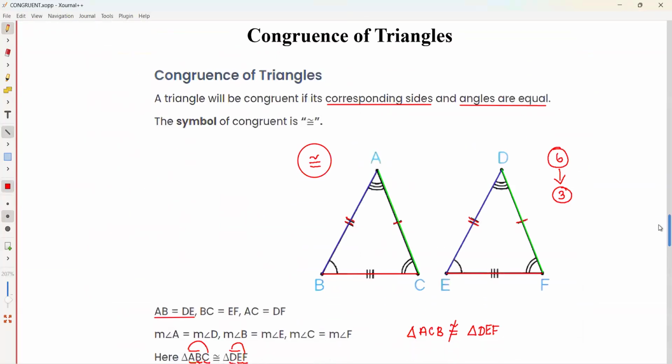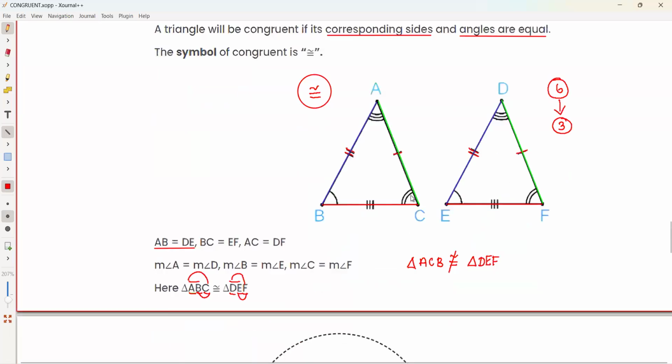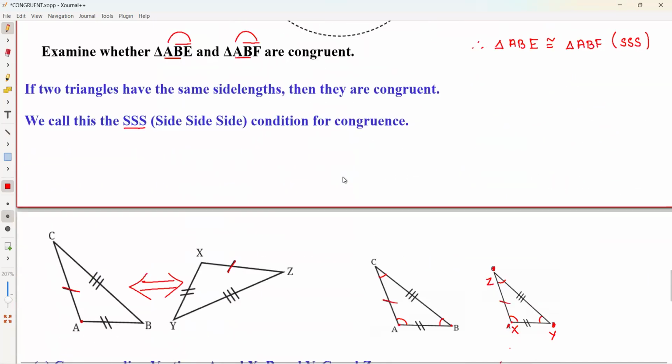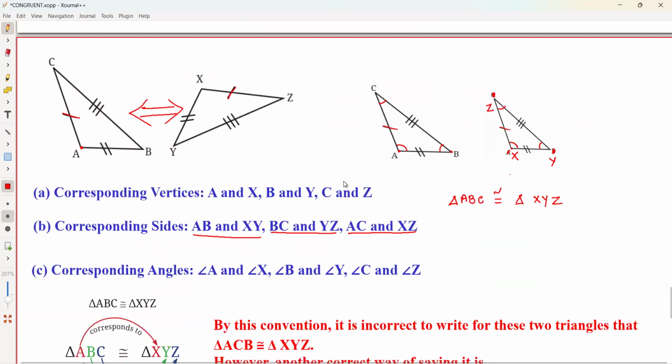Next, congruency of triangles. If two triangles are congruent, their corresponding sides and corresponding angles are equal. Then we can say the two triangles are congruent. This is the symbol for congruent. Next, we have learned a few rules of congruency.